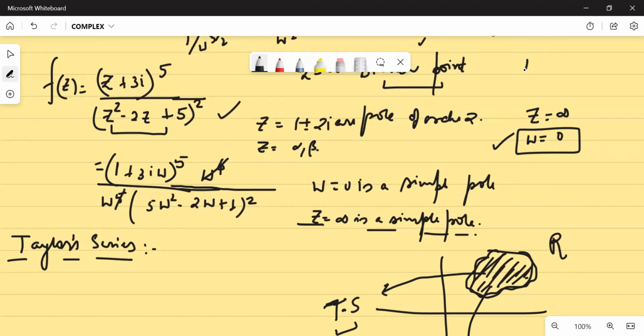Because in the extended number system, 1 over 0 you will write as infinity; otherwise you will write 1 upon 0 as not defined. But in extended systems you will write this, this is the notation that we usually use. So therefore you will be able to say that z equal to infinity means w equal to 0. So just see w equal to 0, nothing else.